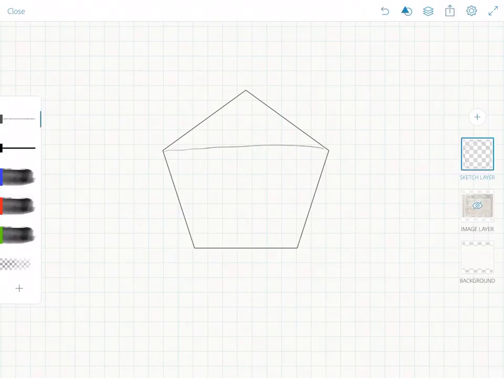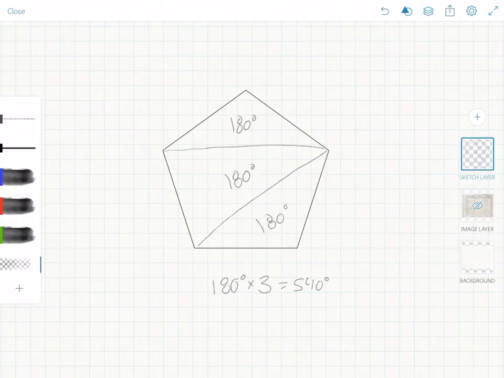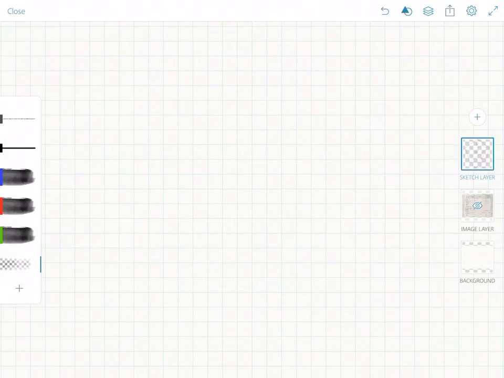I can definitely create 3 triangles inside of 1 pentagon, and I know that inside of each triangle we will add to 180 degrees. So that means the sum total of all of those angles in the pentagon will be 180 degrees times 3. You're welcome to check that on a calculator if you want. It is 540. So let's continue on.